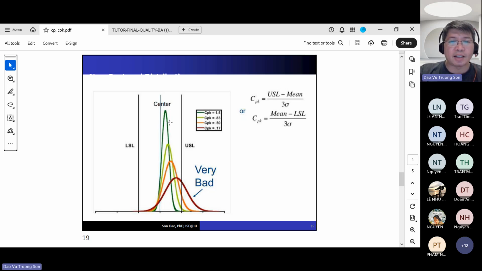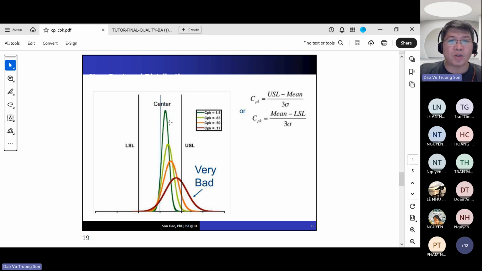However, the other cases, for example, the one in light green, last time we had 1.5, now it has become 0.83. So this means there is some component, maybe 1 or 2%, that is falling outside of the upper spec limit proposed by the customer. So this means the rejection rate starts to increase.